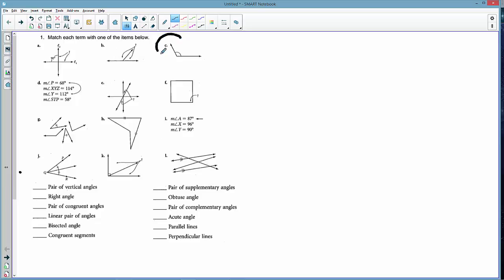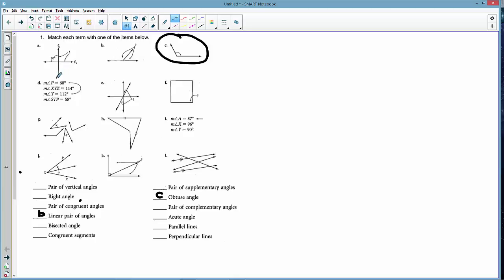So this looks like an angle that's bigger than 90. That's an obtuse angle. So we're going to call that C. These are a linear pair. Now, some people are saying these are supplementary. That's true. But they're a linear pair. And the other pair of supplementary angles are not necessarily a linear pair. So these are really a linear pair of angles. So we're going to put B right there.